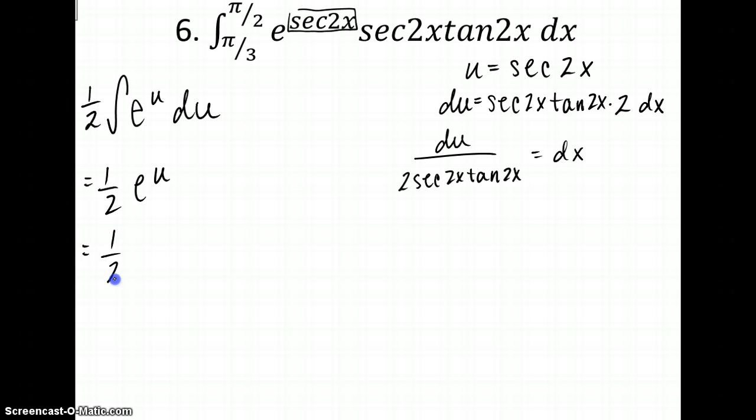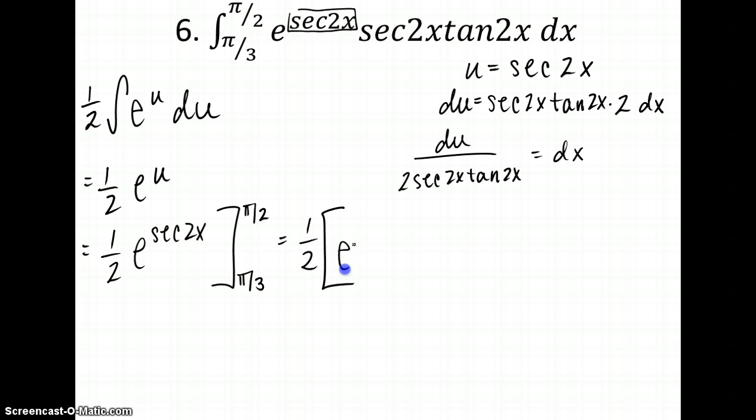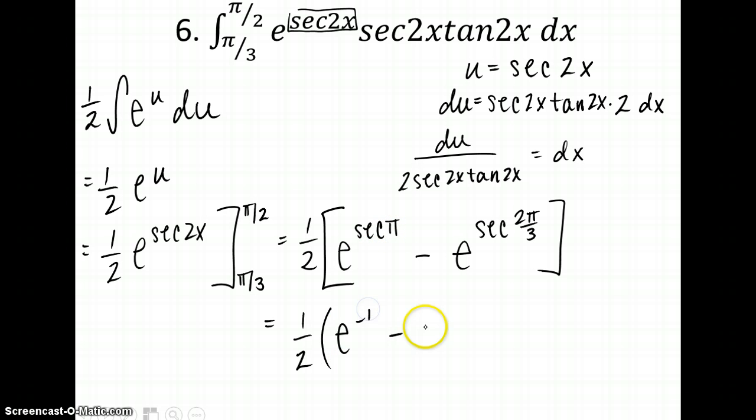Alright, so now we have 1/2 e to the u. It's a definite integral, so let's look at our fundamental theorem. I'm going to keep the 1/2 out front. e to the secant of 2 times pi over 2, which is pi, minus e to the secant of 2 times pi over 3, which is 2 pi over 3. So secant of pi, that's secant's reciprocal of cosine. Cosine of pi is -1, so we have e to the -1.